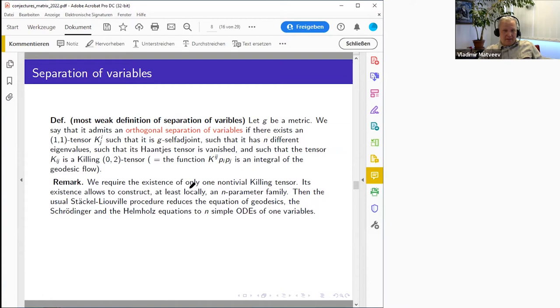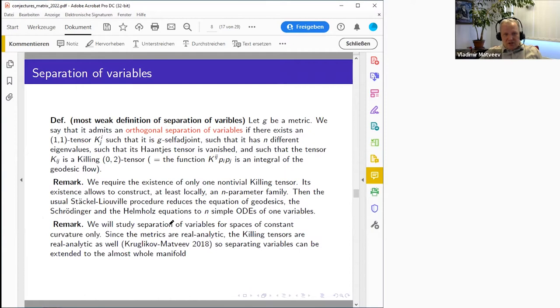It is a theorem that its existence allows us to construct an n-parametric family. And if you speak about a real analytic metric of constant curvature, then this n-parametric family survives on the whole manifold. So having integrability, there exist known classical facts to reduce the equation of geodesics to n simple ODEs, and what is even more remarkable, to reduce the Schrödinger and Helmholtz equation, which is initially a PDE, to n ODEs. So it is a way to study physically relevant integrable systems. So we will consider separation of variables for spaces of constant curvature.